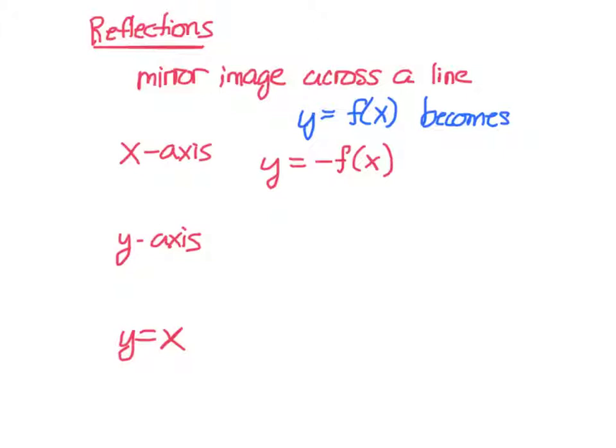For the y-axis, a reflection in the y-axis, we have y equals f of negative x. And what this means is that everywhere I see an x in the original function, I'm going to replace it with a negative x. And then for the last case, taking a mirror image across the line y equals x, the transformation equation or the image equation becomes x equals f of y. And essentially what I'm doing here is switching x and y. And so let's take a look at some examples of this.